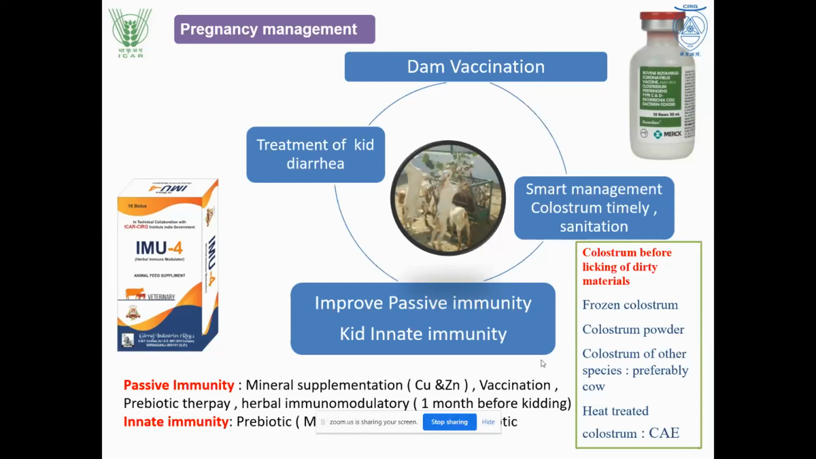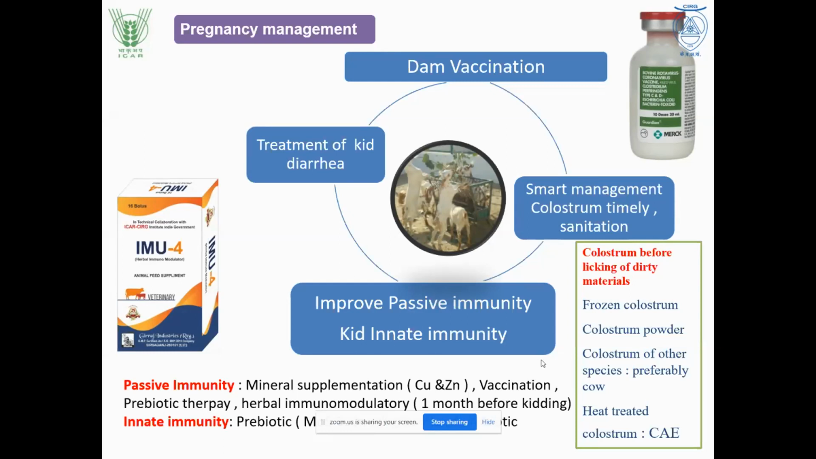Either you can increase the passive immunity by using mineral supplementation, especially copper and zinc, or passive immunization through vaccination for the important diseases, and prebiotic therapy, herbal immunomodulators. There are certain herbal drugs, for example Virginia, some Giloe, some other plants, which are very common. We are also working in these directions to provide herbal immunomodulatory plants in the form of powder for a period of 1 month before kidding.